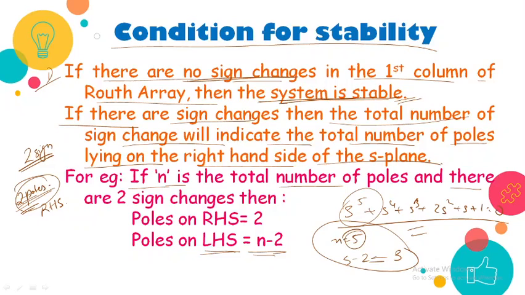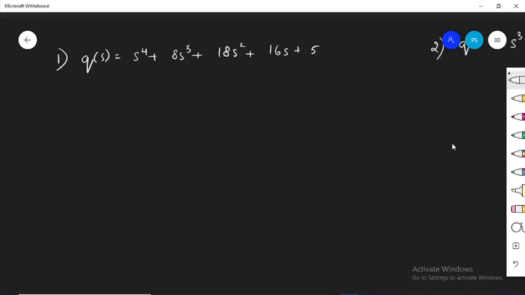And to give you a greater insight, let's look into a few examples. We'll solve some examples so that you understand how to actually do it, how to make the Routh-Hurwitz array and how to determine the stability of the system. So here you can see we have taken a characteristic equation: q is equal to s to the power 4 plus 8s cube plus 18s square plus 16s plus 5. You have to determine the stability of the system using Routh-Hurwitz criteria.